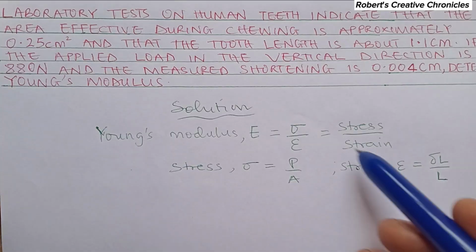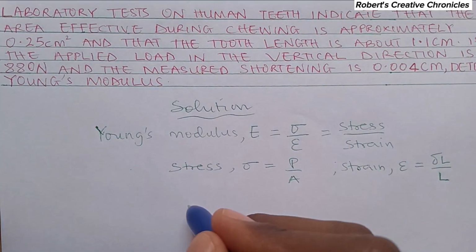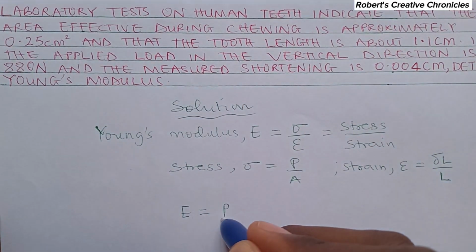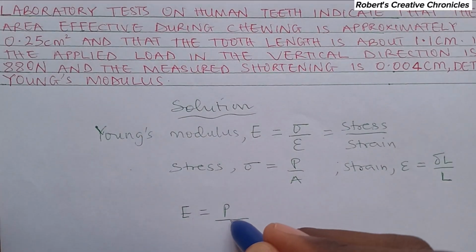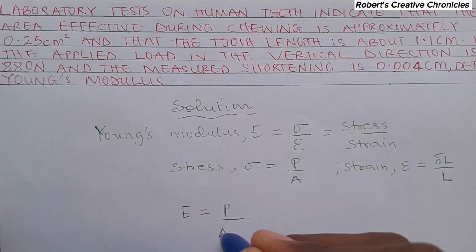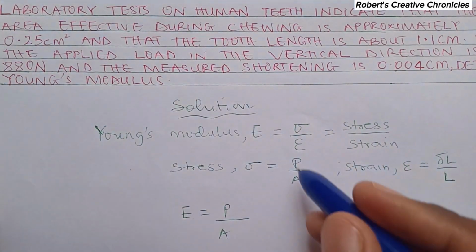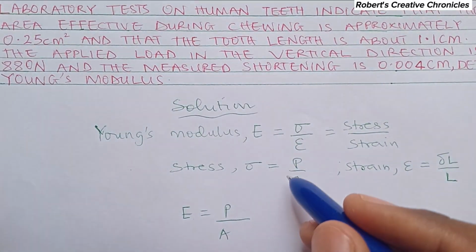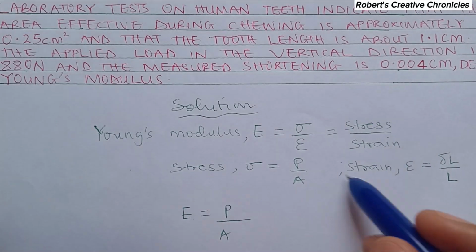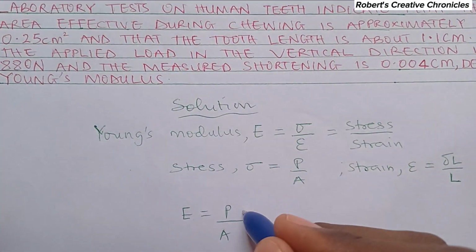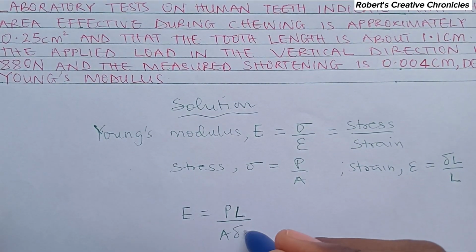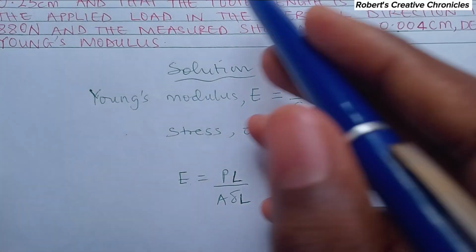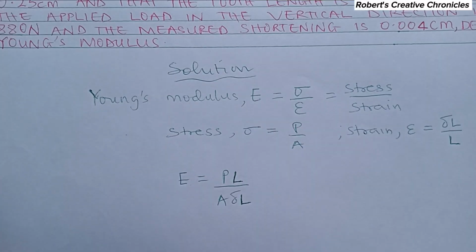So now if we substitute this in the Young's modulus equation, we'll have E is equal to what? It will be this divided by this. So it will be P over A divided by change in length over L. So this will be times L over change in length. So this is the formula. We are going to substitute into this.